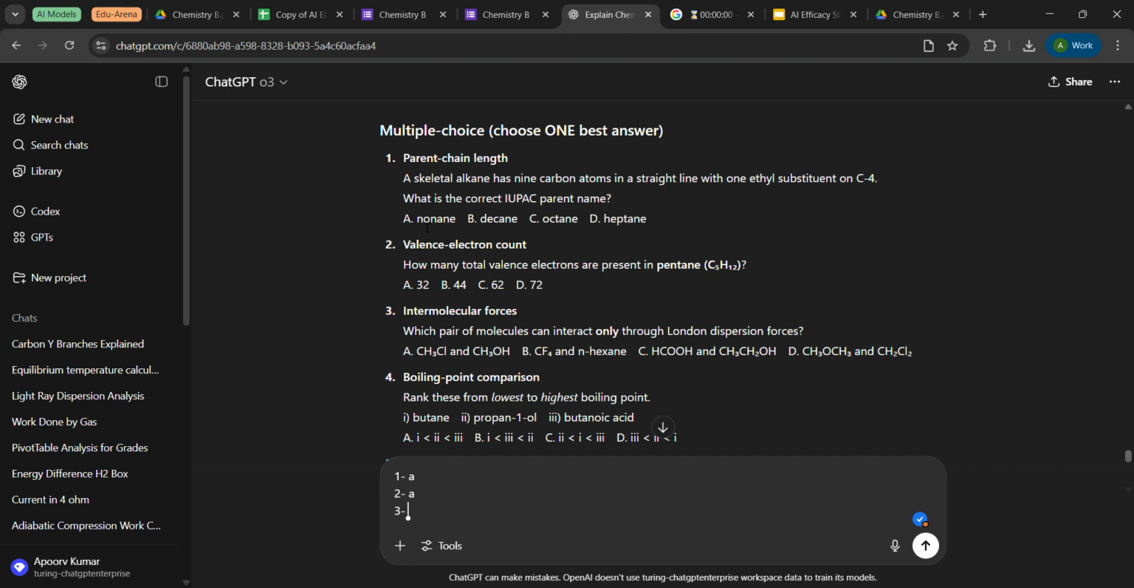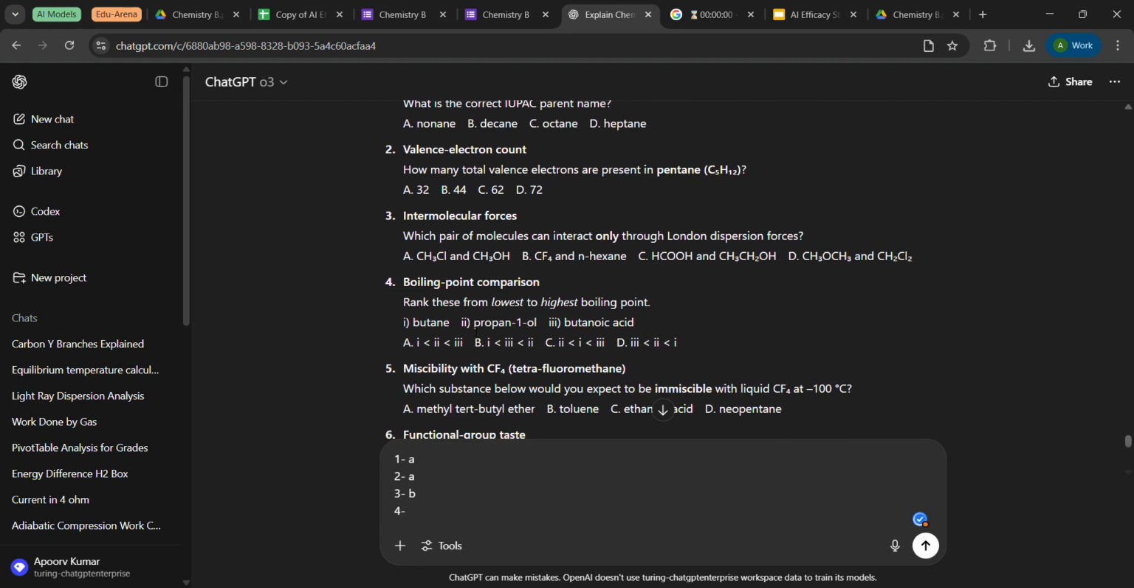Which pair of molecules can interact only through London dispersion forces? So London dispersion forces are present in every molecule, but those which do not have an electronegative atom have no dipole-dipole strength. Chlorine is electronegative; CH4 and n-hexane are not. Every other group has electronegative atoms except for part B. So that's why I'm going to mark part B.